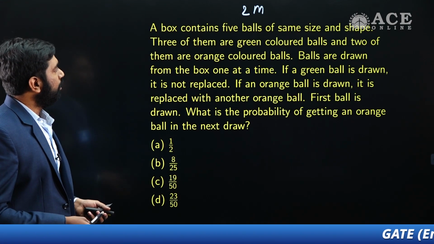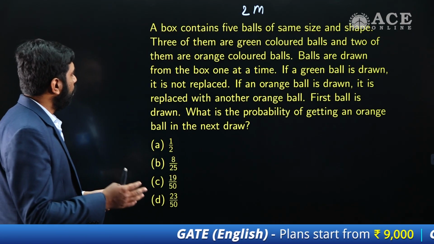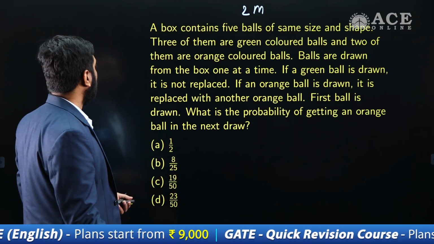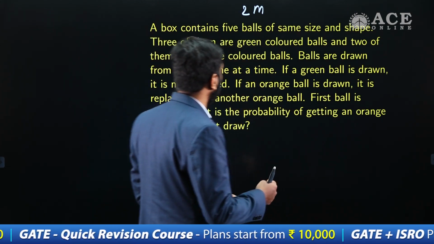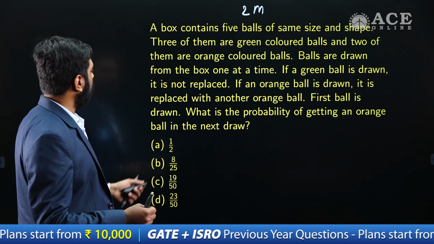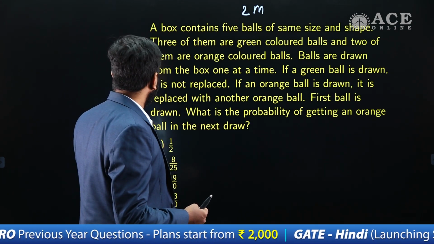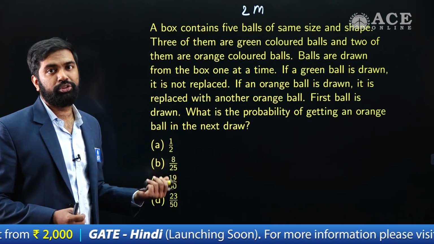A box contains 5 balls of same size and shape. 3 of them are green and 2 of them are orange. Balls are drawn from the box one at a time. If a green ball is drawn, it is not replaced. If an orange ball is drawn, it is replaced with another orange ball. First ball is drawn, what's the probability of getting an orange ball in the next draw?